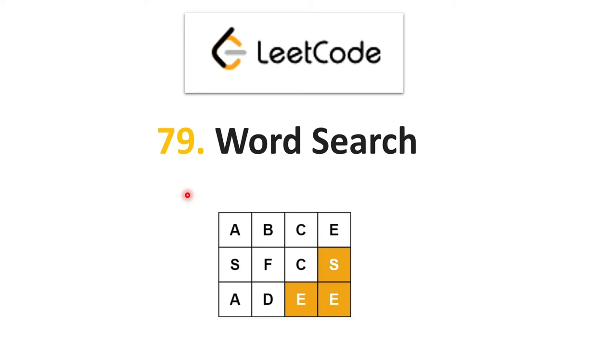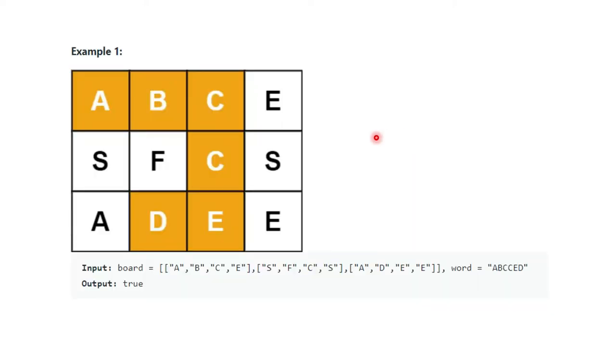Today we'll discuss one problem from LeetCode, that is Word Search, and the problem number is 79. So the problem statement is saying you will be given one board. Board contains one character in each cell. So A B C E S F C S A D E F. Then you will be given one word. You have to search whether this word is present in this board or not.